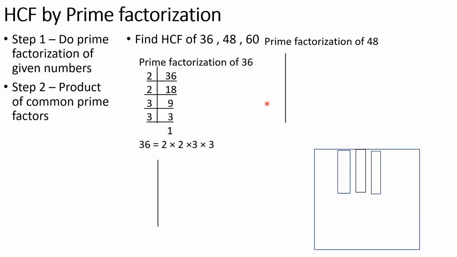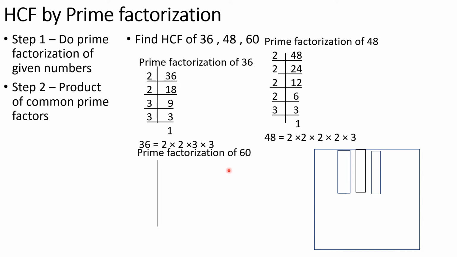Now the prime factorization of 48. Yes, 48 we will write here as dividend and we will write 2 as divisor. 24, then again 24 is divisible by 2. That's why we will write 2 here. 2 twelves are 24, then 2 sixes are 12, then 2 threes are 6, and this 3 is a prime number, that's why we'll write 3 here. 3 ones are 3. The prime factorization of 48 is 2 multiplied by 2 multiplied by 2 multiplied by 2 multiplied by 3.